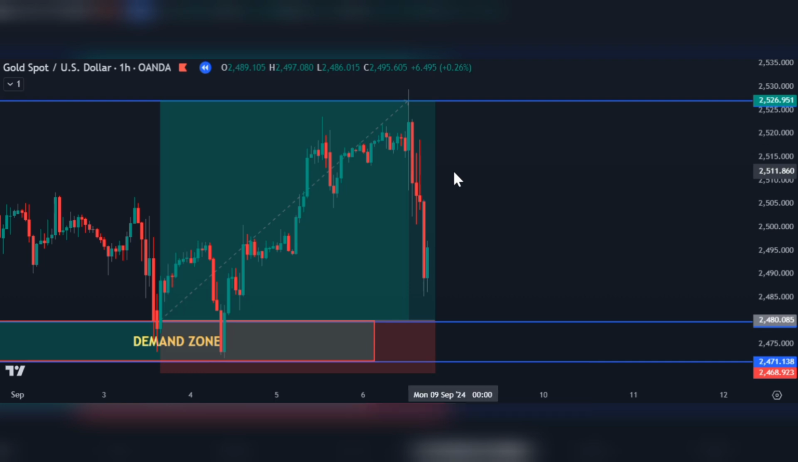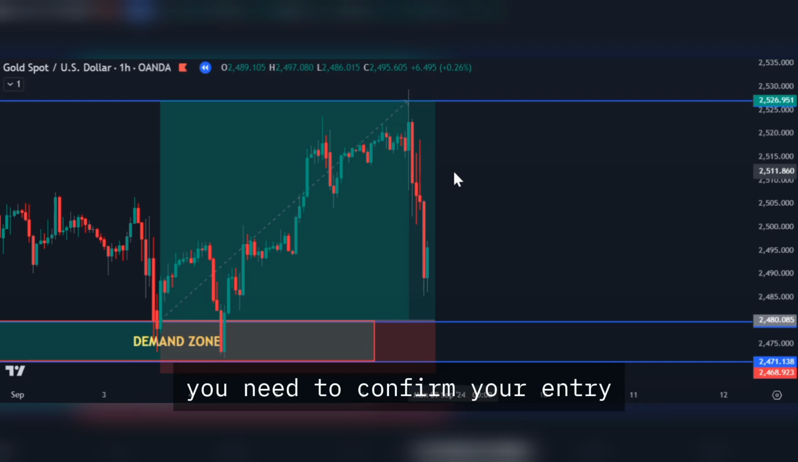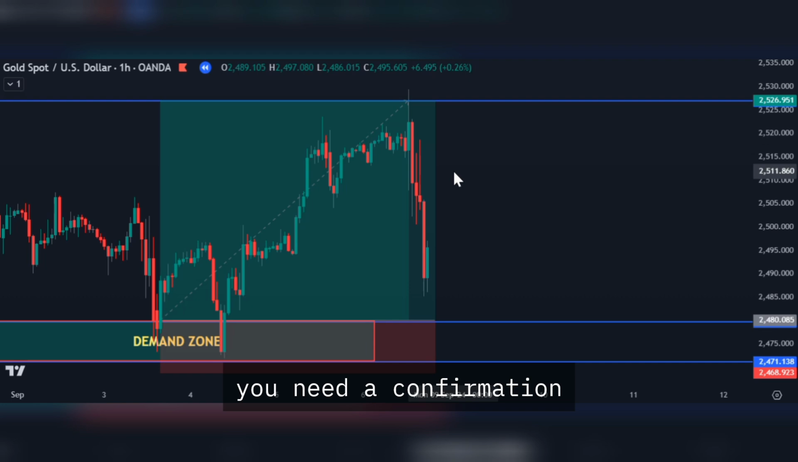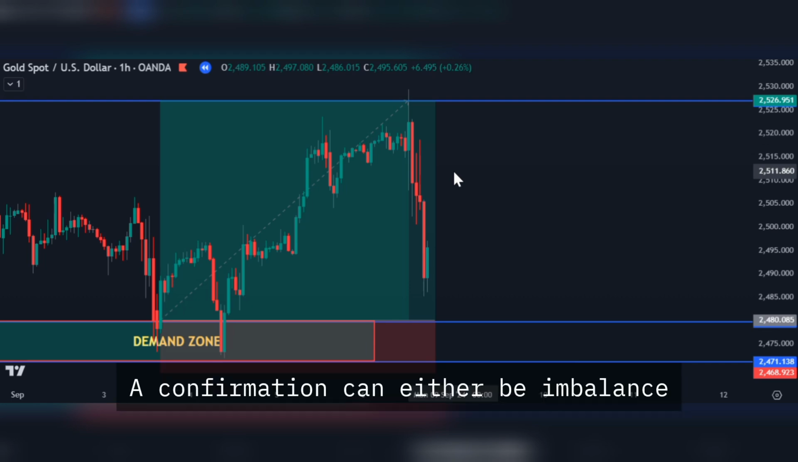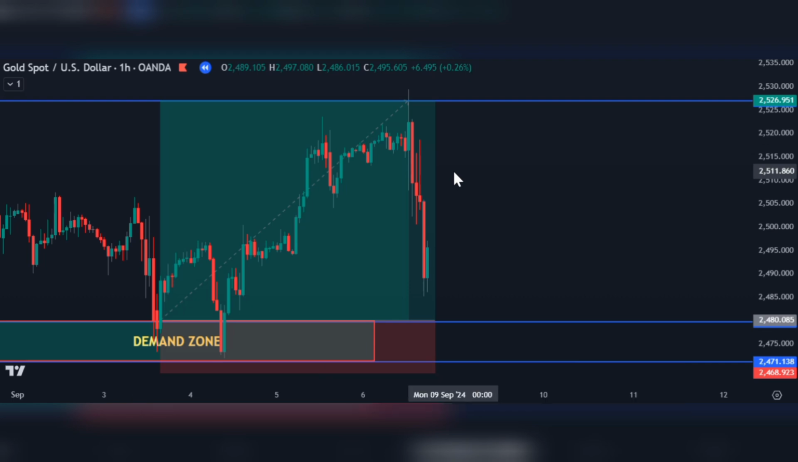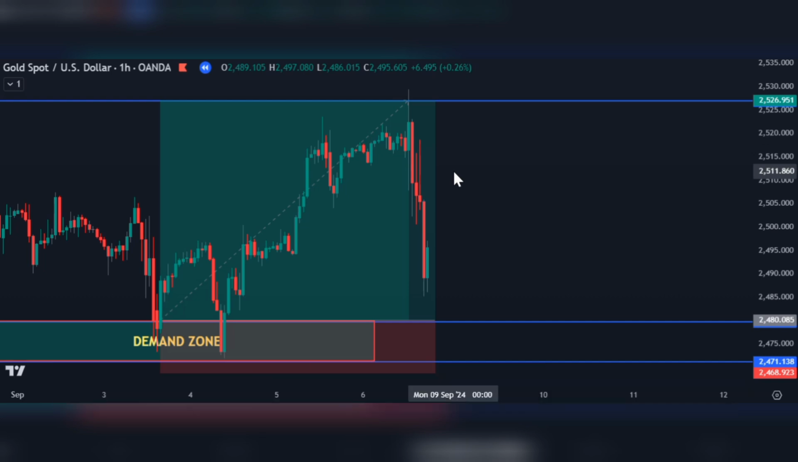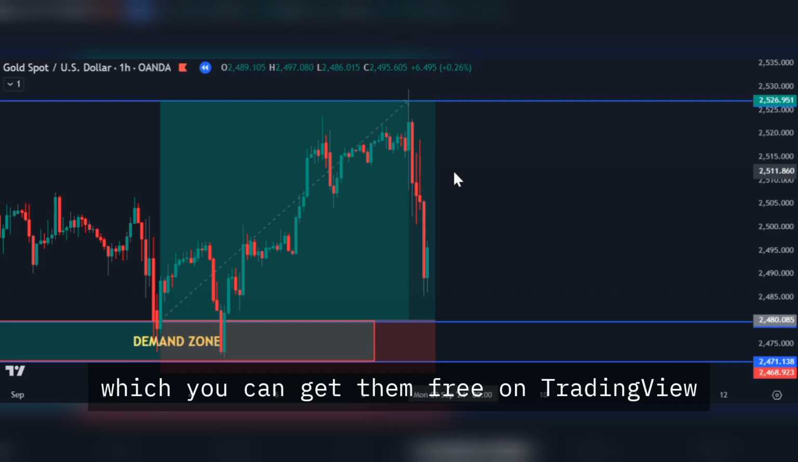And let me give you a tip on how to trade supply and demand zones. Before you trade, number one, you need to confirm your entry. Once a supply and a demand are identified, you need a confirmation. A confirmation can either be imbalance, rejection, or a candlestick pattern. Example, bullish engulfing and piercing lines. B, you also need chart patterns like head and shoulders, double tops, or any. Also, you need momentum indicators, which you can get for free on TradingView.